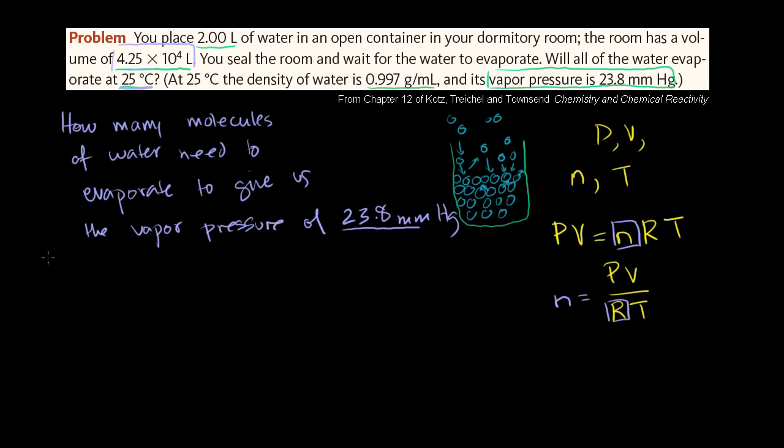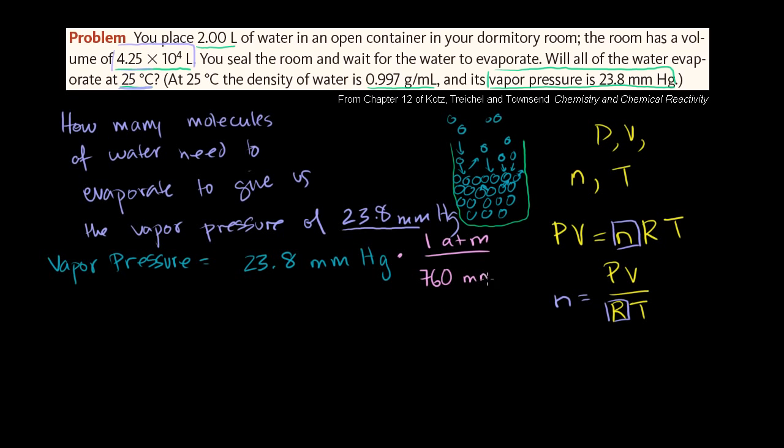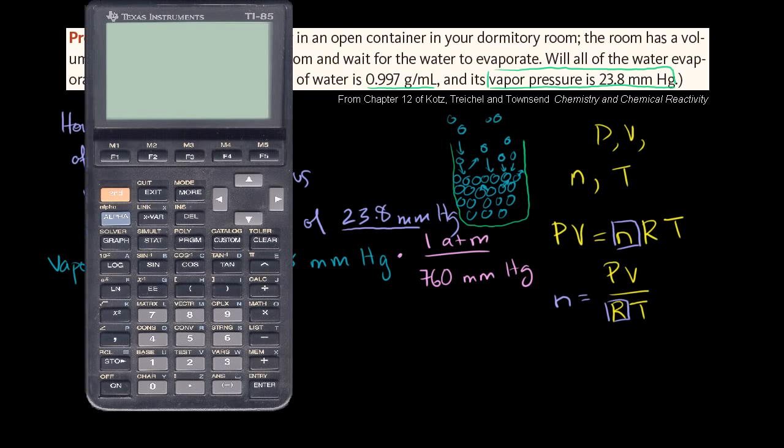So the vapor pressure is equal to 23.8 millimeters of mercury. And you could look it up in a table if you just don't have this in your brain. One atmosphere is equivalent to 760 millimeters of mercury. So if we wanted to write the vapor pressure as atmospheres, let me get my calculator out.